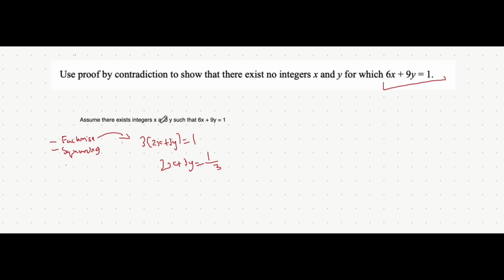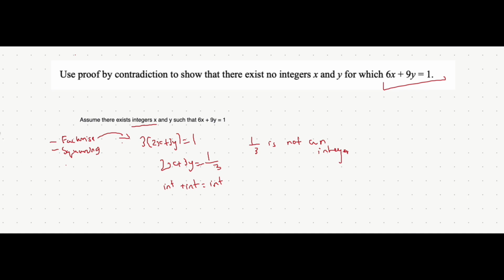Well, let's think about it. If x is an integer like we're saying, then 2x would also be an integer. Any whole number multiplied by 2 will just be another whole number. Same with y. If y is a whole number, then 3 multiplied by y will also be a whole number. Whenever you add together two integers, 9 plus 10, 11 plus 2, whatever two integers you add, it will always give you an integer. Whereas the right hand side of this expression, a third, is not an integer. So that's what disproves the assumption.